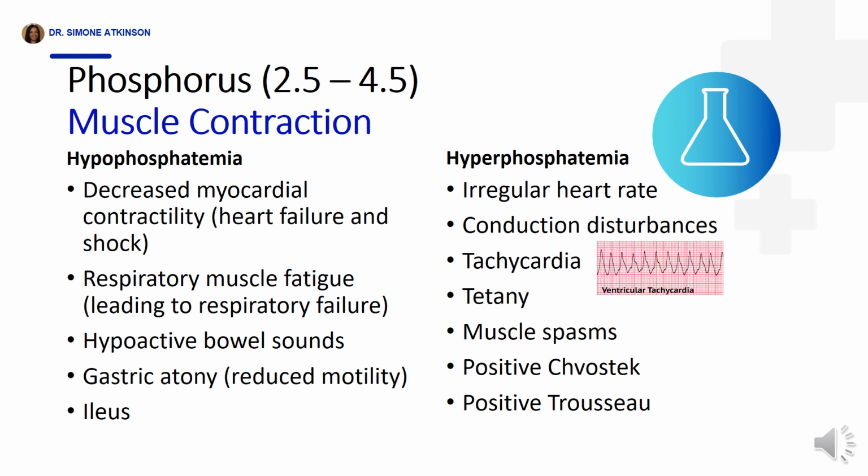Of note, it's also worthy to note that elevated phosphorus levels are often seen in clients with renal failure because they're unable to excrete the phosphorus from their system because their kidneys are not functioning.